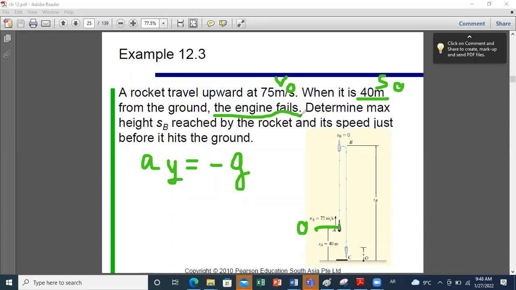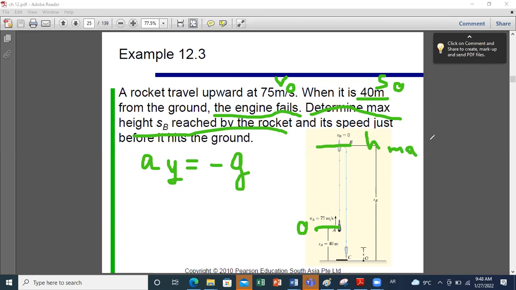Okay, so now we know the initial conditions for velocity and position. We know the acceleration. Let us see what they want us to find. They want us to find first the maximum height reached by the rocket. When I reach the maximum height, what is the characteristic at this level? V equals 0.